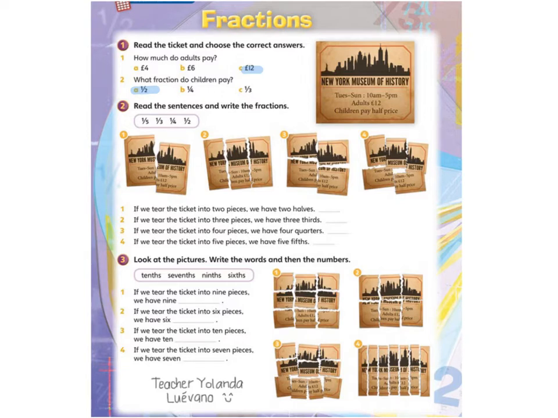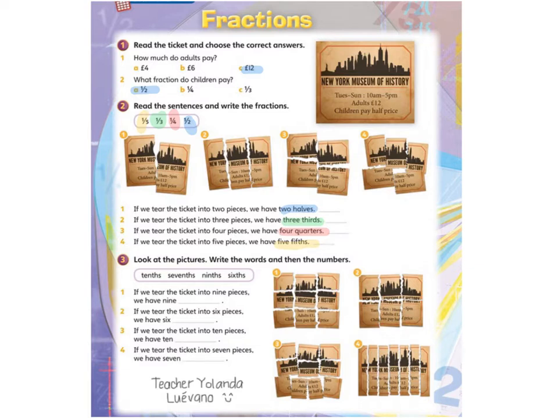Clearly, we have to pay attention again to the denominator. If we have 2 halves, what is a half? That is a half. If we have 3/3, we have to divide it by 3. Yes. Next one. We have 4/4. These are the quarters, 1/4. And if we tear the ticket into 5 pieces, we have 5/5. So what are the fifths? Here, this is 1/5. So these are the answers.